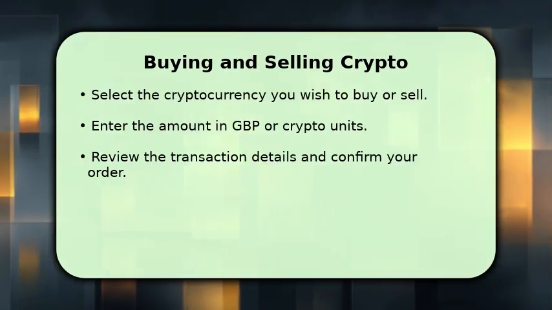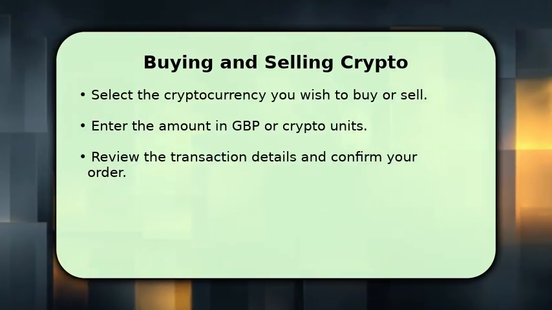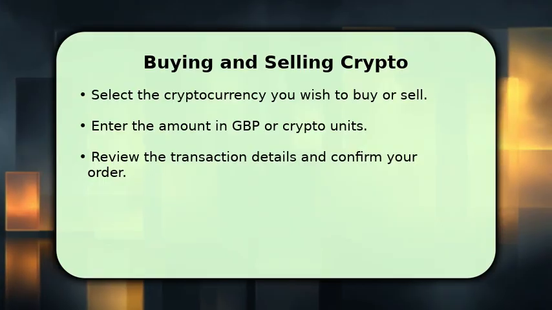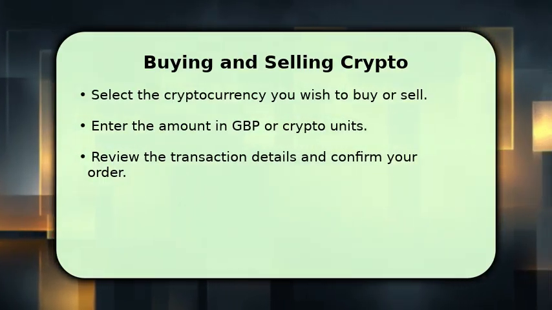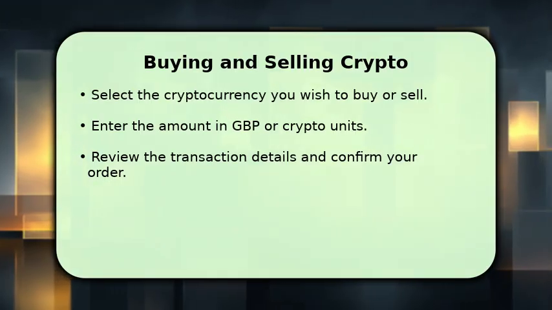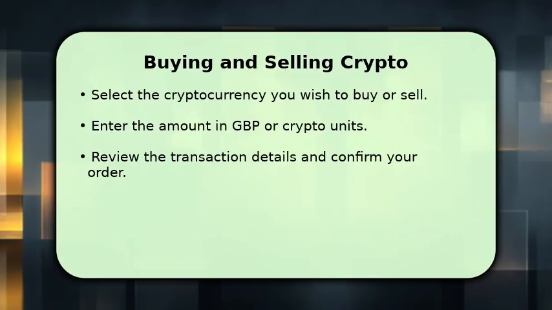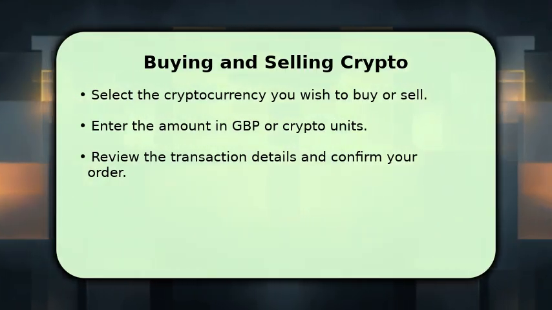Navigate to the Buy/Sell section and choose your desired asset, like Bitcoin or Ethereum. Enter the amount you wish to transact, either in Great British pounds or the cryptocurrency's units. Always review the transaction details, including any fees, before confirming your purchase or sale. It's a straightforward process designed for ease of use.